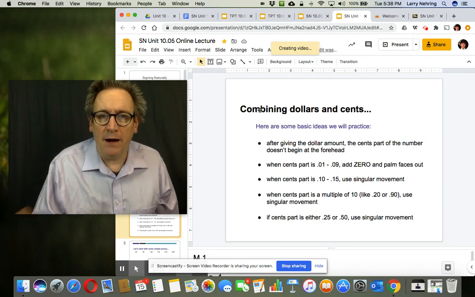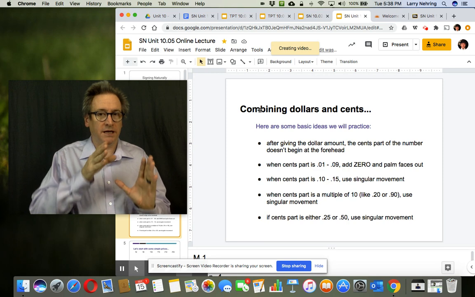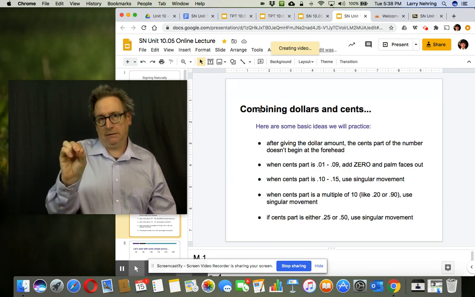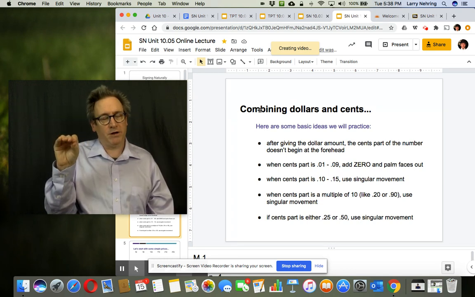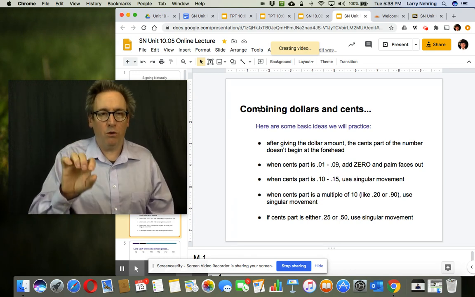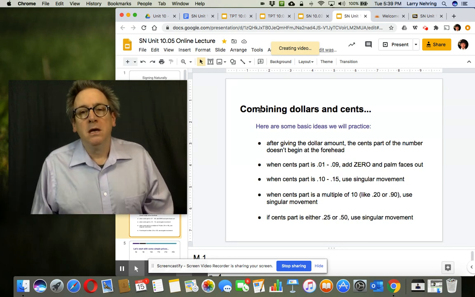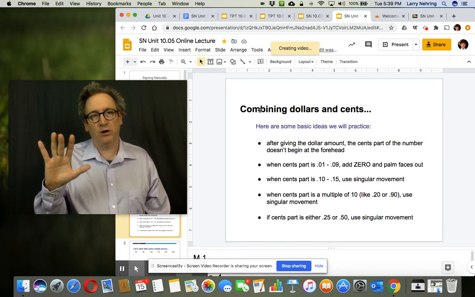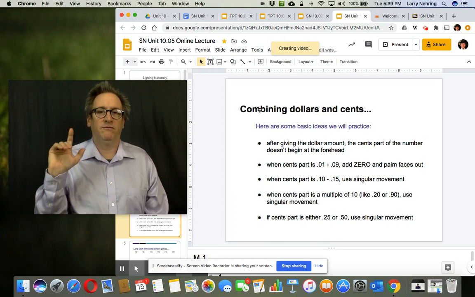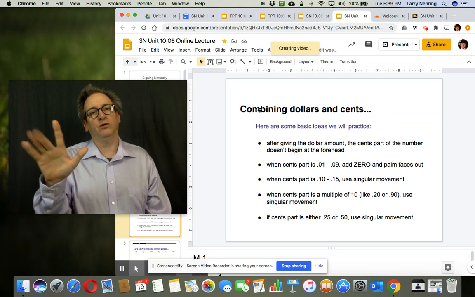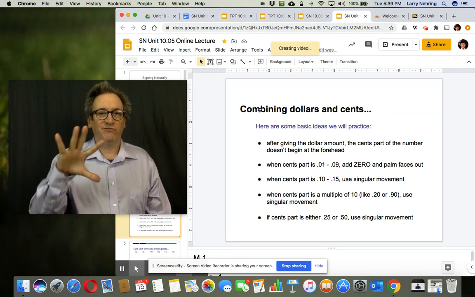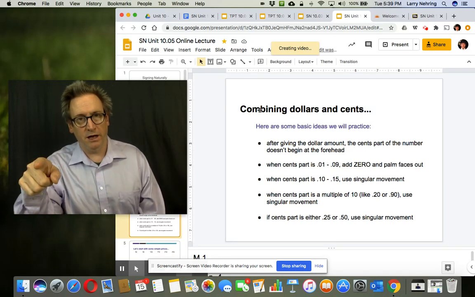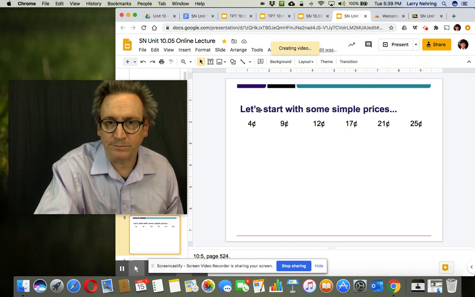When cents are multiples of 10, like 20, 30, 40, 50, 60, 70, 80, 90, you just need one, 1090. You don't need to do 90, right? 1090 or 1580. And if the cents are 25 or 50, you could just do a singular. You don't have to repeat 25. You can do the 25, or you can do 25. 50. You don't have to go 50. So that's basically the same as the tens right above.